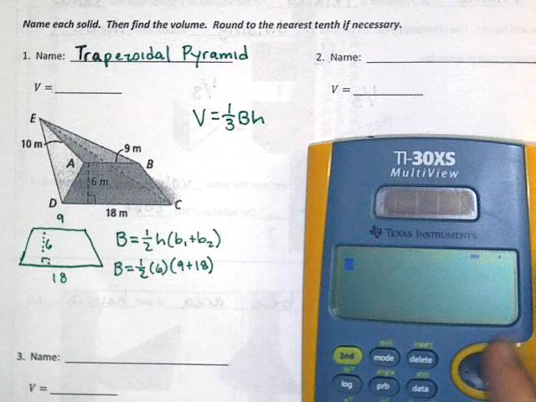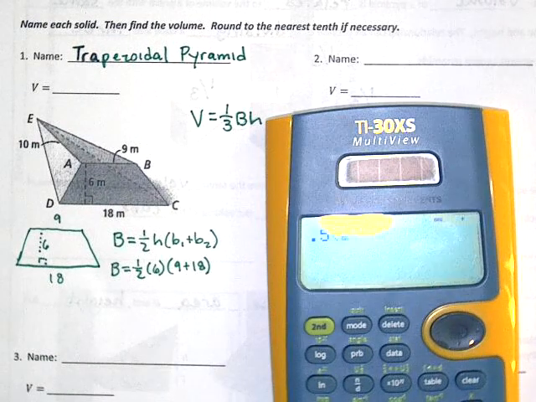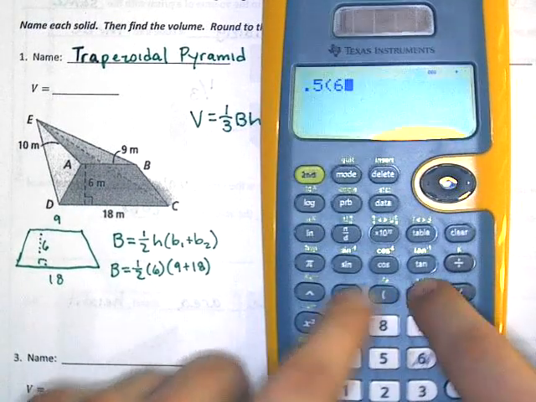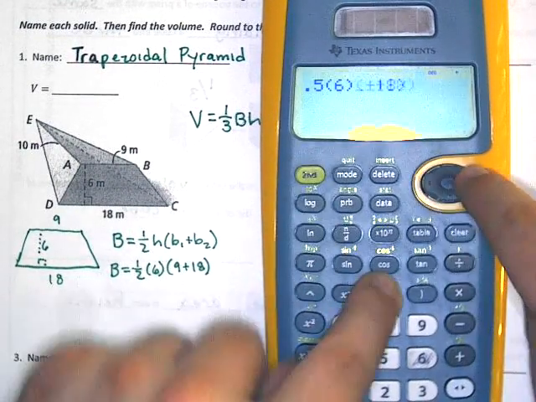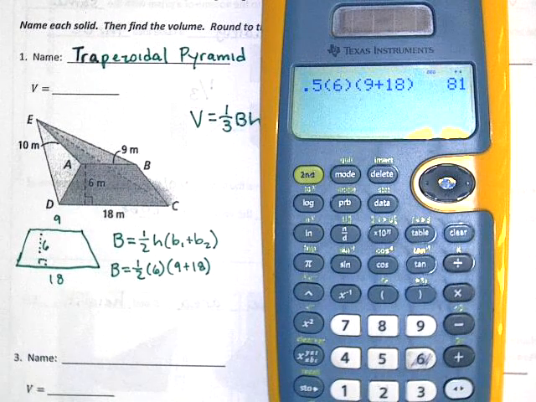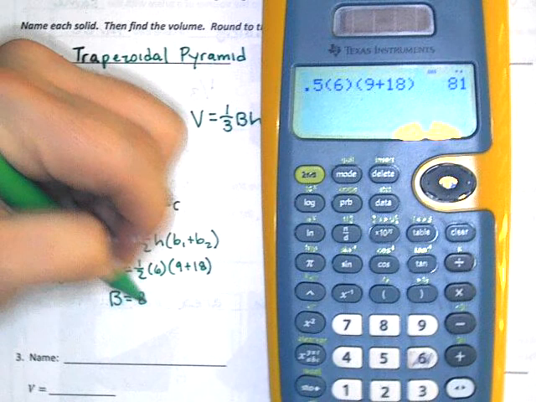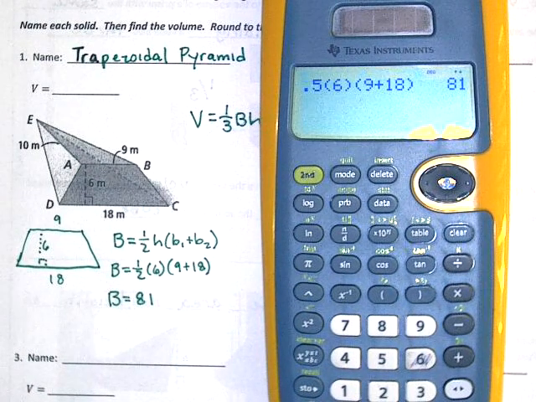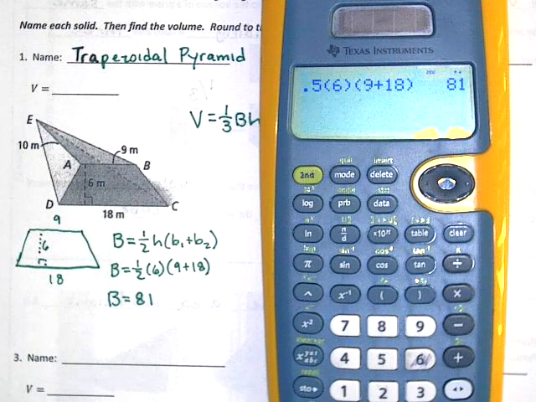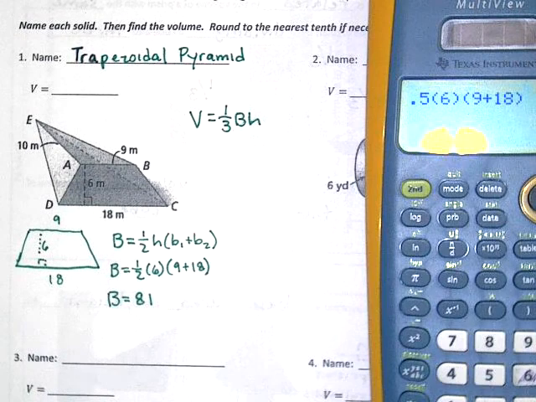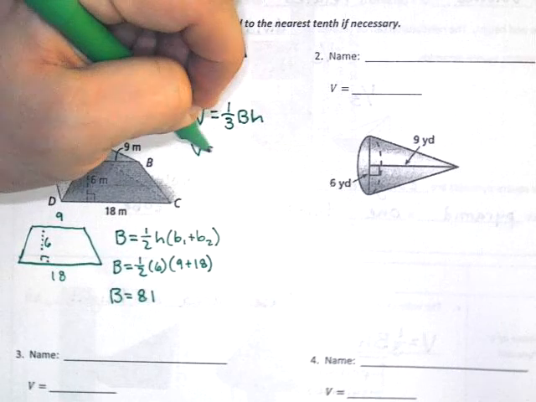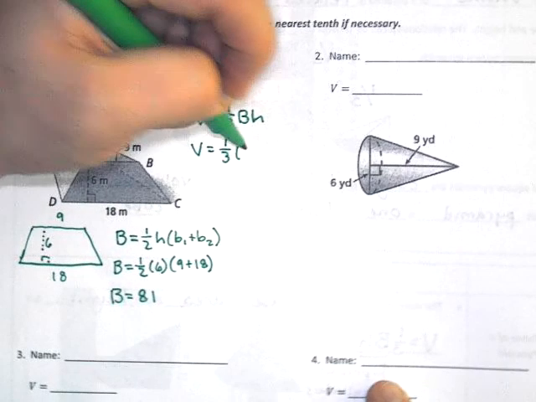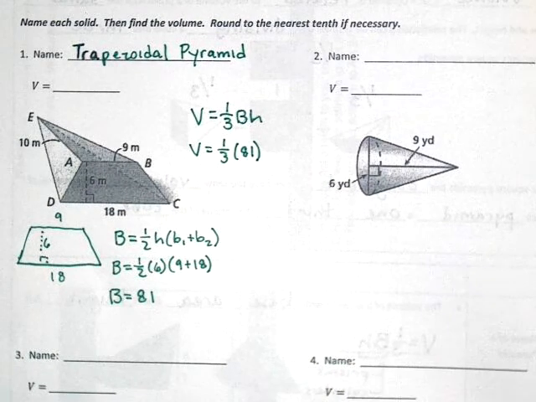When we go to the calculator, 0.5 times 6 times 9 plus 18, oh, I got to put an extra parenthesis in there. We end up getting that the base area is 81. Now that we have the base area, I'm ready to go to my volume equation. I know that the volume is going to be equal to 1/3 times that base area that we just solved for, and then the height of the pyramid.